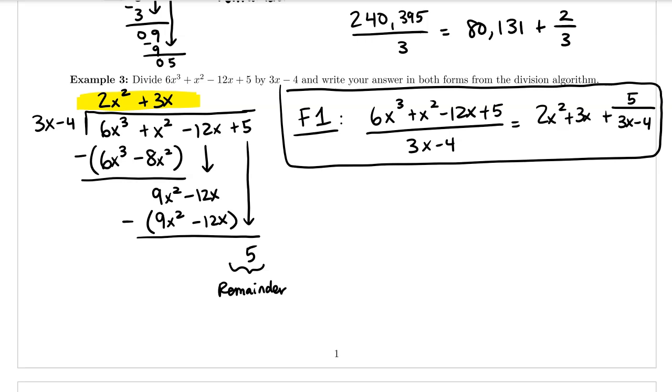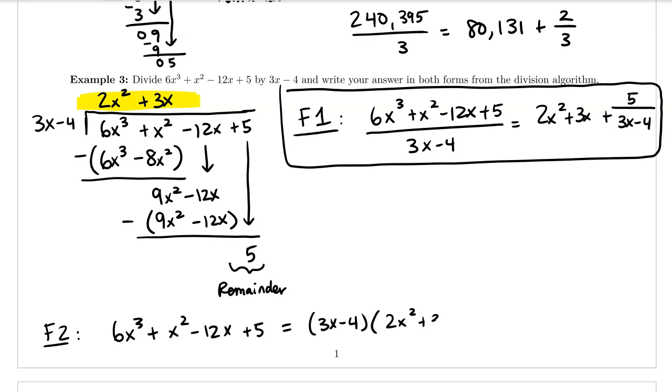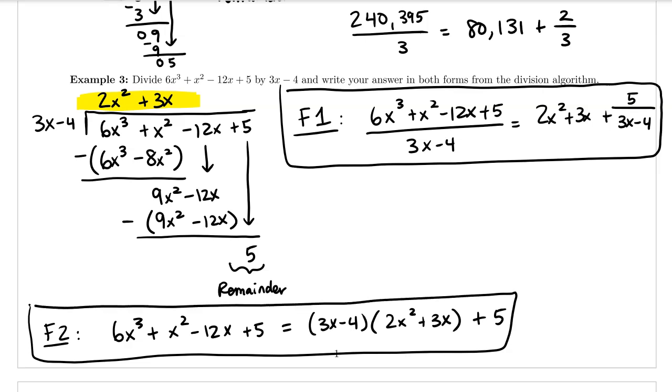Now, coming down here, I'm going to write form 2. And again, remember, we gain form 2 by just getting rid of all the fractions or using the method of clearing fractions. So if we do that, we're going to get 6x cubed plus x squared minus 12x plus 5 is equal to 3x minus 4 times 2x squared plus 3x, and then plus 5. So there's our final answer for form 2, and that completes this example.